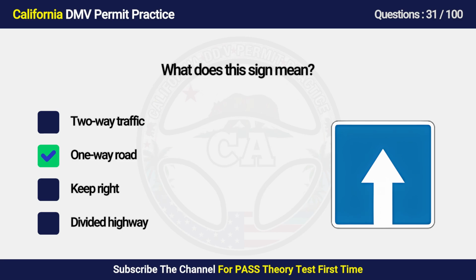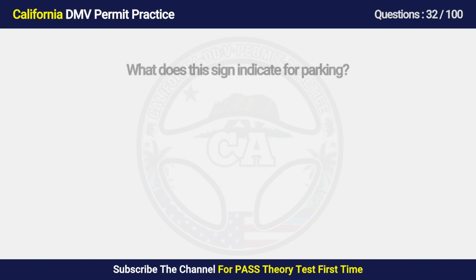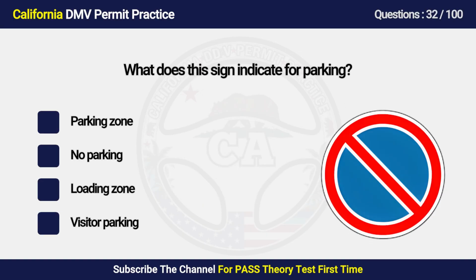Answer is B. One-way road. This sign indicates a one-way road where all traffic moves in the same direction. It's crucial for drivers to be aware of this to avoid driving against traffic. Question 32. What does this sign indicate for parking?